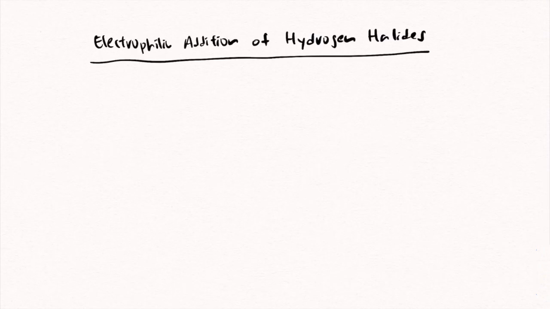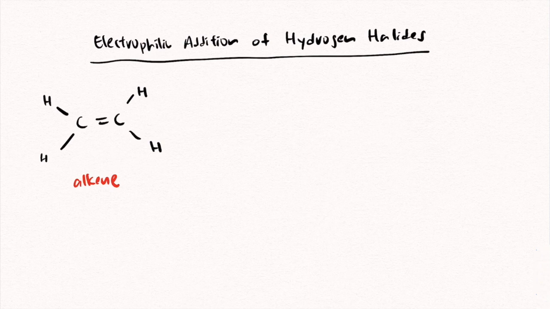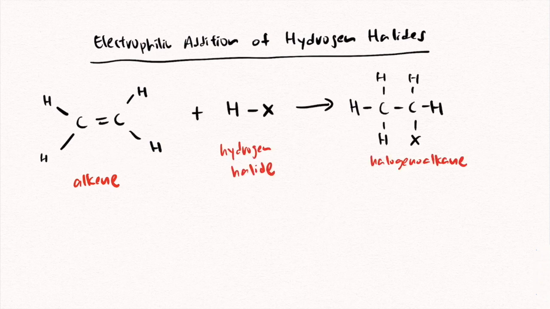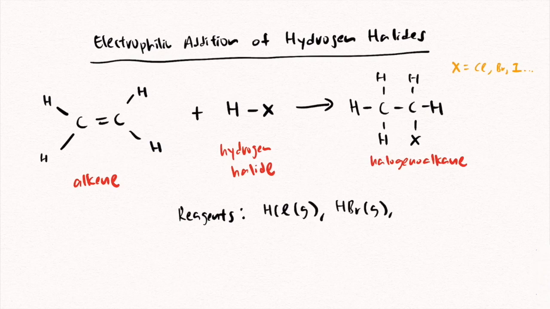For the electrophilic addition of hydrogen halides, the reaction looks like this. We react an alkene with a hydrogen halide in order to form a halogenoalkane. X represents the halogen. The reagents that we will use for this reaction will be hydrogen chloride gas, hydrogen bromide gas, or hydrogen iodide gas: HCl, HBr, and HI. Also, the reaction will be conducted at room temperature.